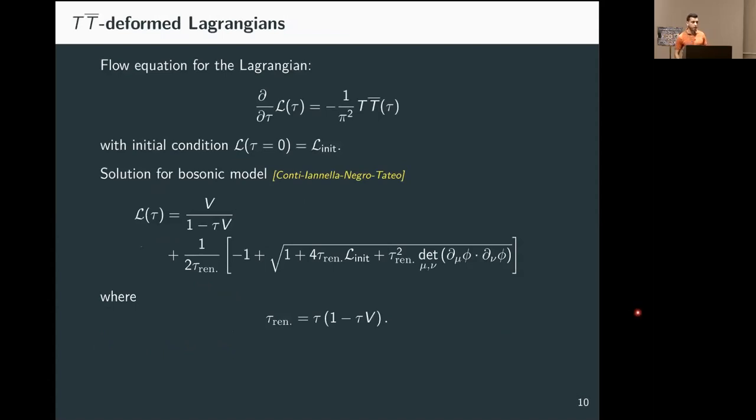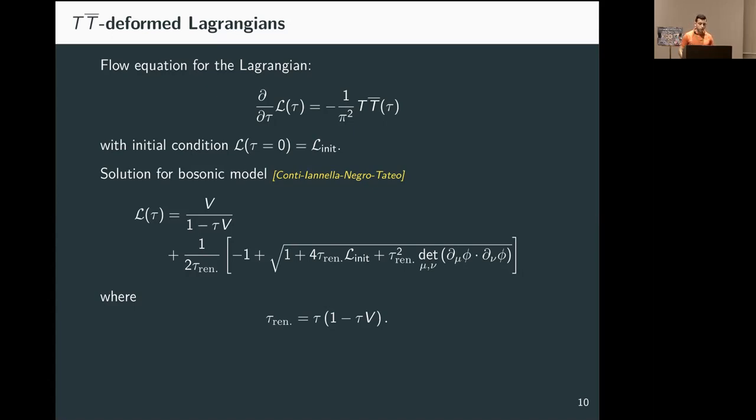So as promised, let's study the TT-bar-deformed quantities, starting with the Lagrangian. We can write down a flow equation, and we want to solve it with the initial condition, of course, that at zero deformation, we recover the initial Lagrangian. So I've written here the solution for a bosonic model found by Conti, Negro, and Tateo. There are also solutions for fermionic models in a paper by Bonelli, Doroud, and Zhu, also supersymmetric models. So it's quite well understood by now.